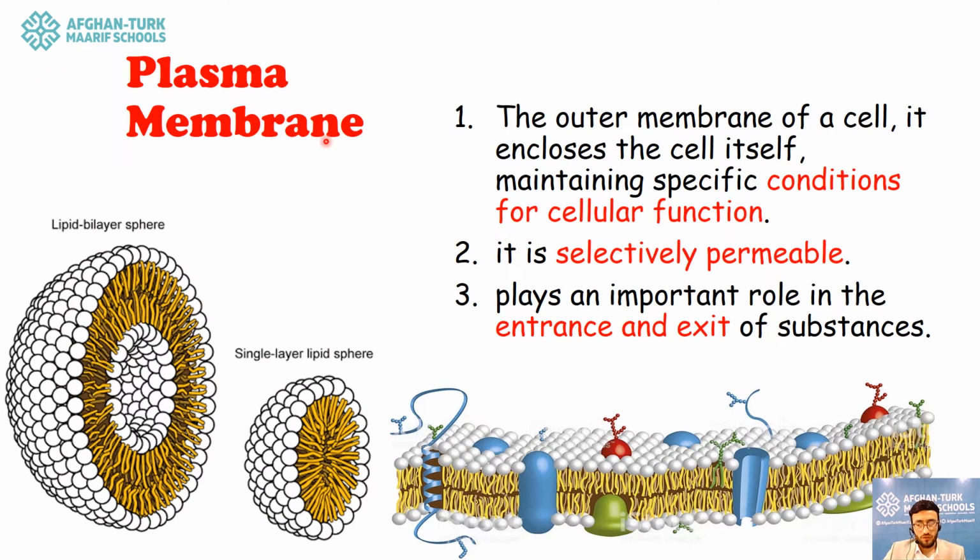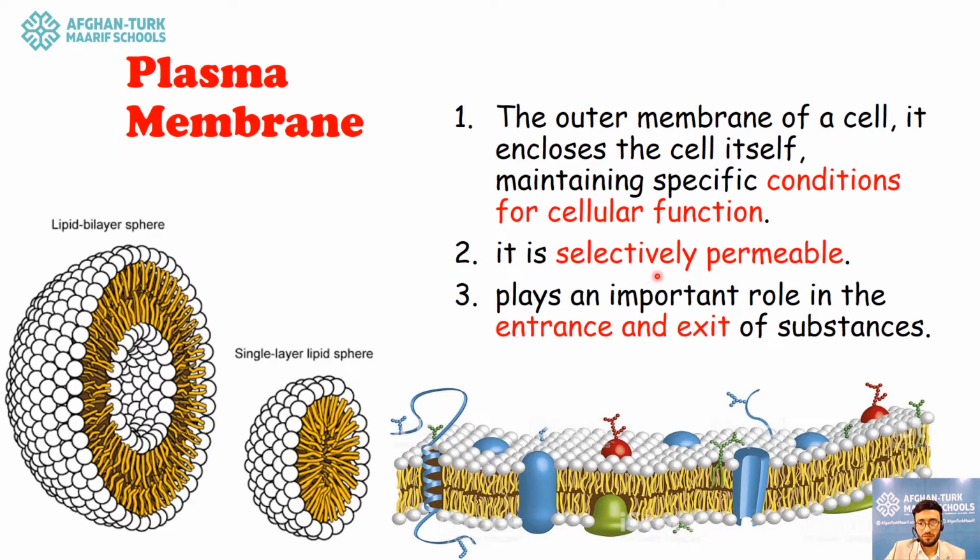So let's start from outside, the membrane of the cell. As we see, this is called the plasma membrane. The plasma membrane possesses a special structure. According to its structure, its job is also specified. So we can categorize the entire functions of the cell membrane, or plasma membrane, into three specific objectives. Firstly, this is the outer membrane of the cell. It encloses the cell itself, also maintaining a specific condition for cellular functions.